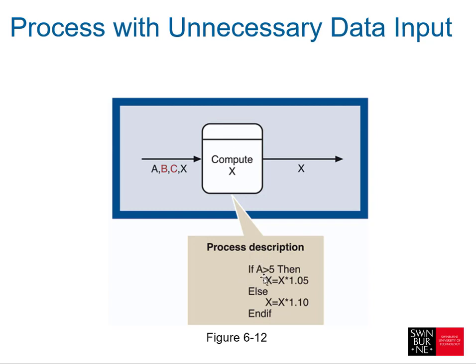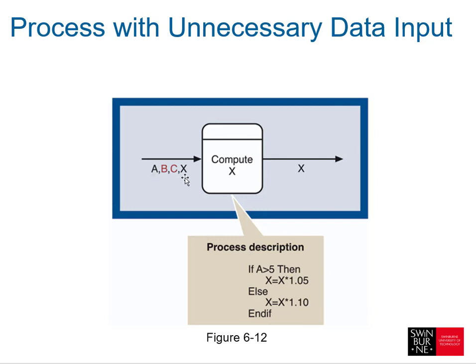Now what this process does is compare. If A is greater than 5, then X value is X times 1.05. Otherwise X value is X times 1.10. Right? So you can see, in order to produce the X value, you need only the value of A. You don't need the value of B and C. Of course you need A and X, right?